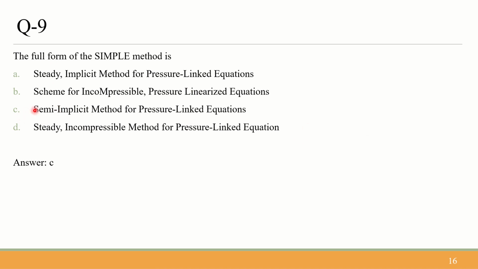Whereas option C, semi-implicit method for pressure linked equations, is the right answer. Option D, steady incompressible method for pressure linked equation: steady is false, and incompressible is false. Only the last three are right. So the answer is SIMPLE, semi-implicit method for pressure linked equation. Option C is the right answer. I hope it is clear now. We will go to question 10.